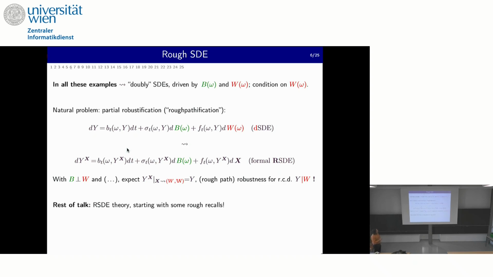So for the rest of the talk, I've shown you that many SPDEs somehow come with underlying systems of this form here. I will talk about RSDEs, tell you how it works, and then we go back to these SPDEs and see what's in it for the SPDE people.